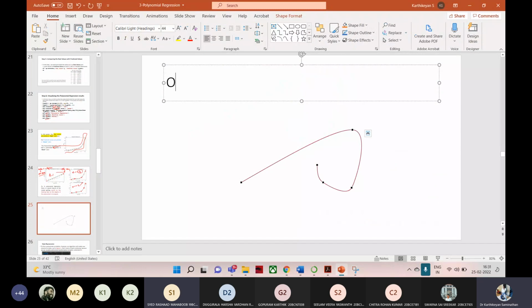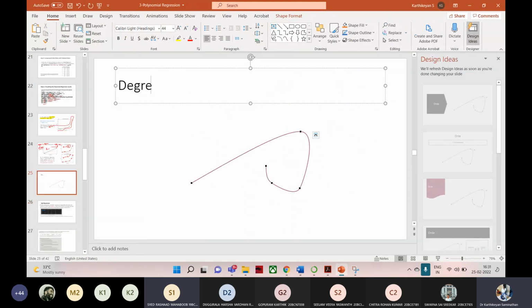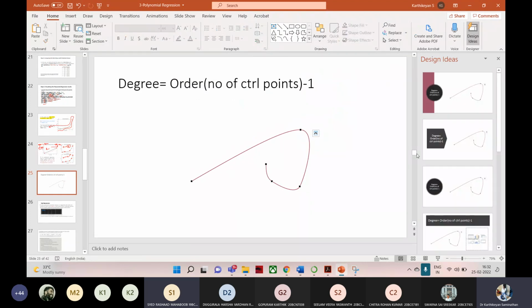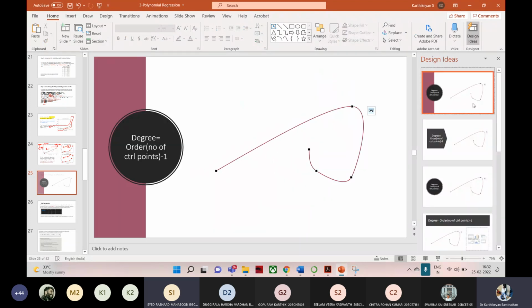So order is equal to degree plus 1, that is, degree is equal to order minus 1. Order is nothing but the number of control points. This may be useful when you prepare. So it is something like this. Okay.